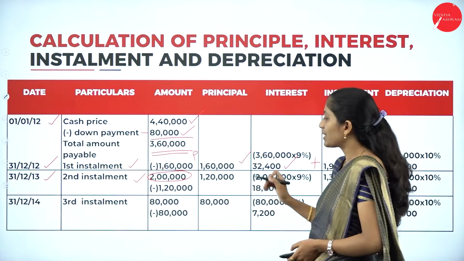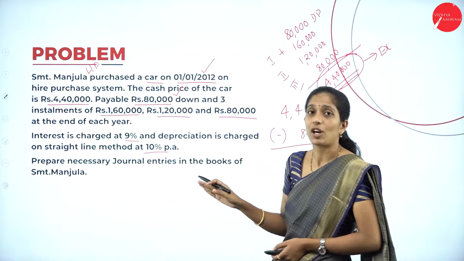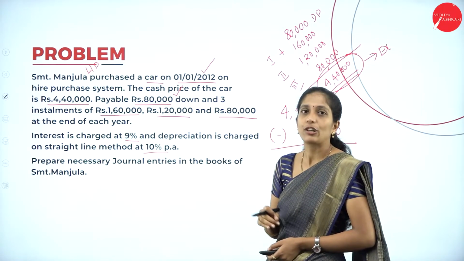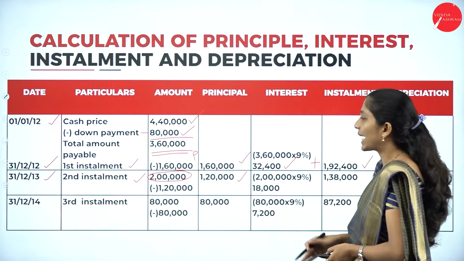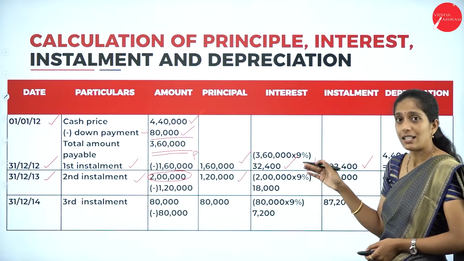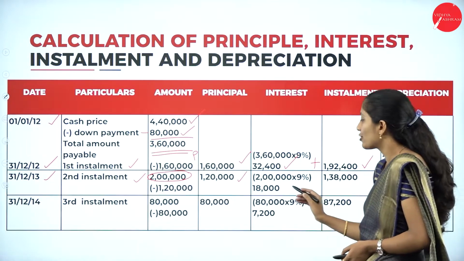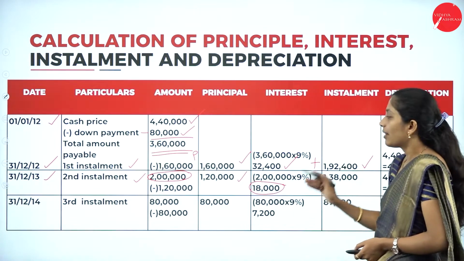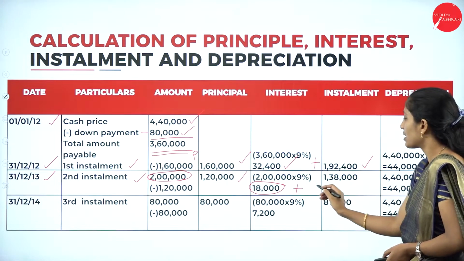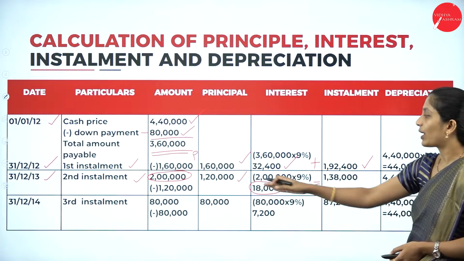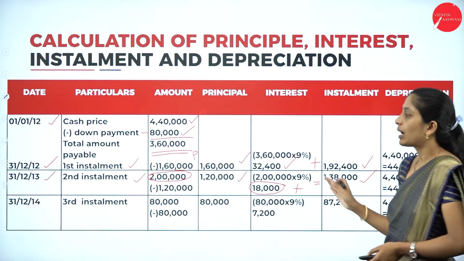Now come to the principal. I have told you, this is the principal amount, not the installment amount, because it is not inclusive of interest. Now take that principal, 1,20,000. Now how to calculate interest? The amount payable in the second year is 2 lakh. So 2 lakh into 9% interest, we'll get 18,000. Now how to calculate installment? Principal plus interest is equal to installment. So when you add 1,20,000 plus 18,000, you will get 1,38,000.